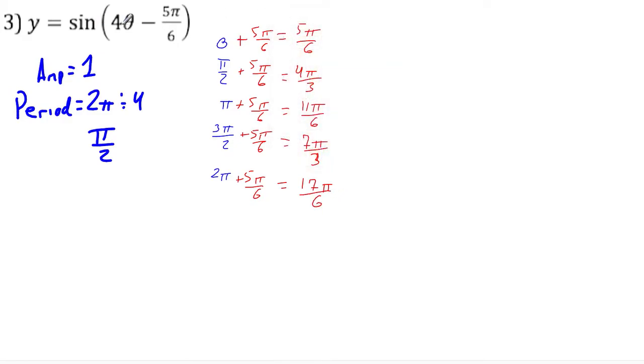Next up, what I want to do, if I am multiplying by 4, I'm going to divide by 4 or multiply by 1/4.